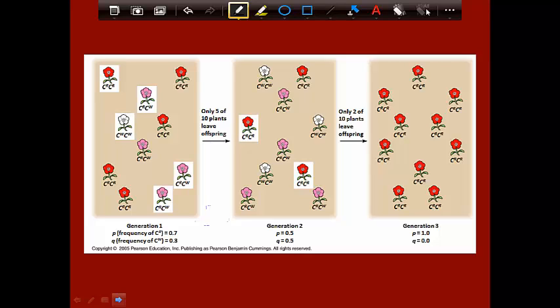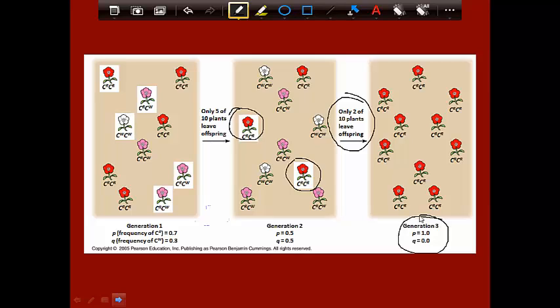Again, this time, the environment favors only 2 of the plants leaving offspring. What happens then? The 2 plants that the environment favored were completely homozygous dominant. So all of the alleles in that population are dominant. So our p value is 100%. Right? 100% of our alleles are the dominant alleles. Our q value, or recessive alleles, is 0.